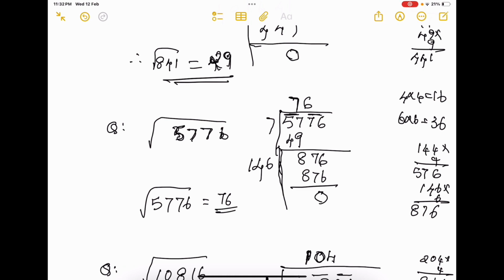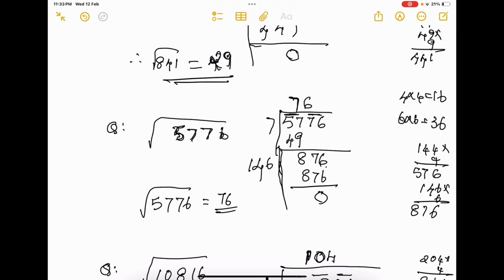So you write 7 in the quotient and 7 on the left side. Then 7 into 7 is 49. Subtract it. We get 17 minus 9 is 8 and 5 minus 4 is 1. Then you bring down the next group 76 and write double of the quotient, that is 7 into 2, on the left side of 876, leaving the place for 1 digit. Then we get 14 as the divisor and 876, and this is the last group.